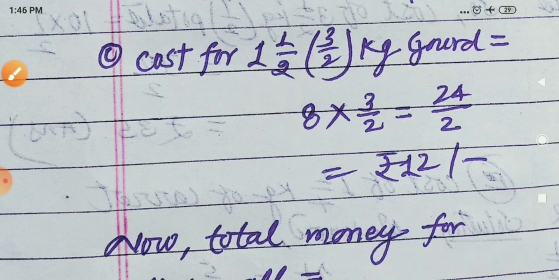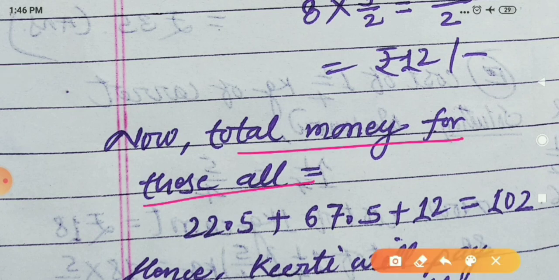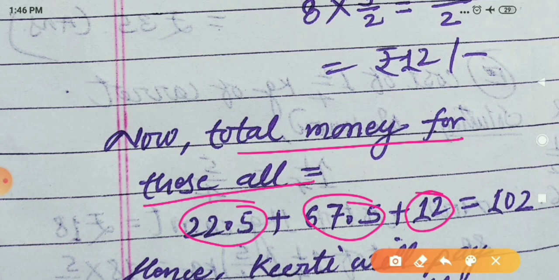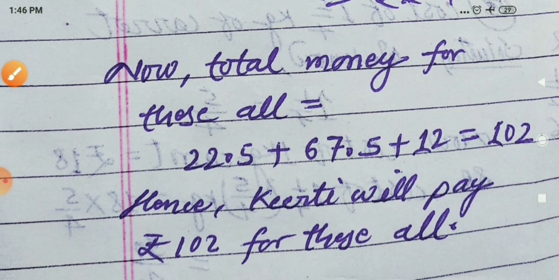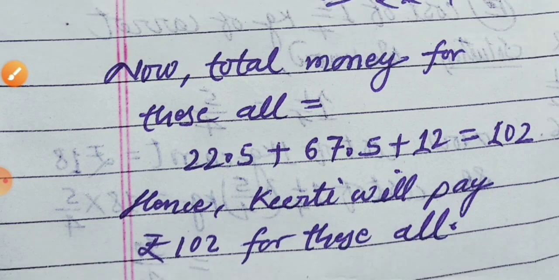And at last we have found the total money for all these vegetables that Kirti will pay to the shopkeeper. So we will now write total money for all this is equal to first write 22.5 plus 67.5 rupees plus 12 rupees is equal to 102 rupees. It means the cost of all the vegetables that Kirti is buying is 102 rupees, and this amount Kirti will pay to the shopkeeper. And at last you can write, hence Kirti will pay 102 rupees to the shopkeeper.